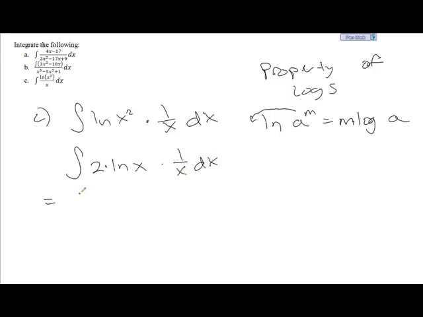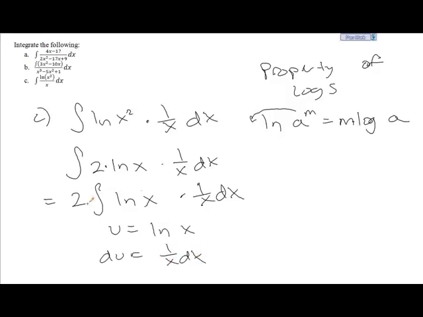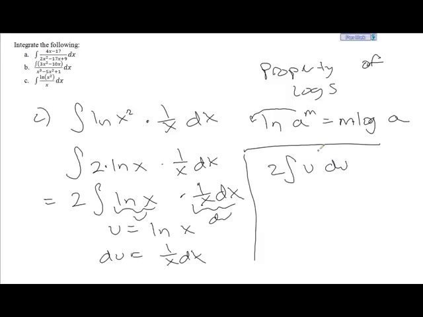Now that I was able to take care of that 2, I can just factor that out and write it like this. This is much easier now, because I can say u equals the natural log of x, du equals 1 over x dx, and I've got exactly what I need. Here's my du, here's my u, and so my problem simply becomes 2 times the integral of u du, which is equal to 2 times u squared over 2 plus c. These cancel, and so now I just have u squared plus c. Replacing my u back in, I have the natural log of x squared plus c.